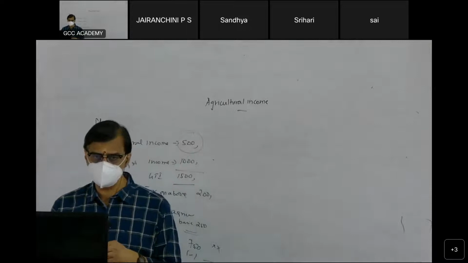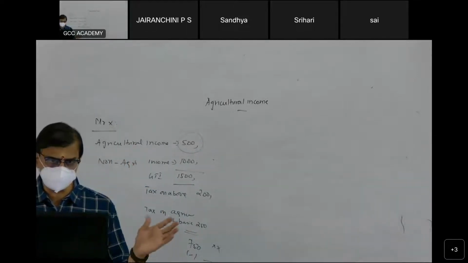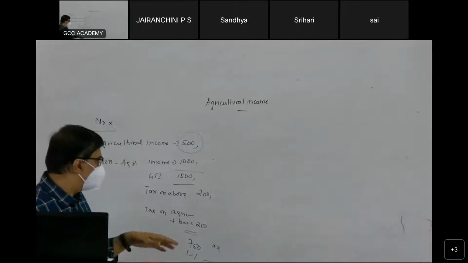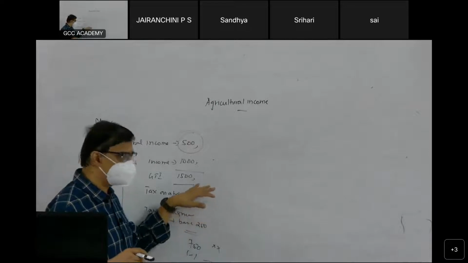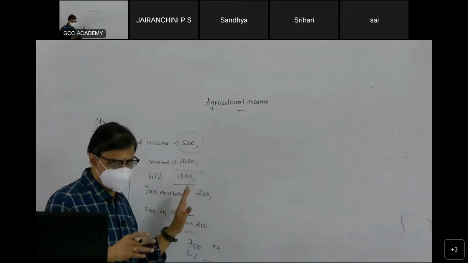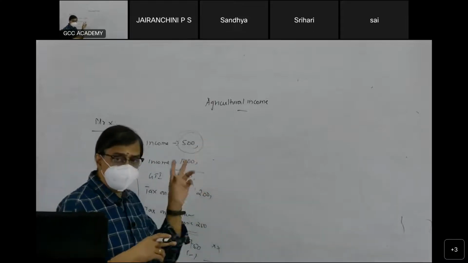Let me repeat, this is a very important procedure. I'm just giving you a simple brief only. We'll go to the details of it a little later. While determining agricultural income and non-agricultural income, when you get the gross total income, less deductions, etc., you have to calculate tax on total income and tax on agricultural income and exempt income.